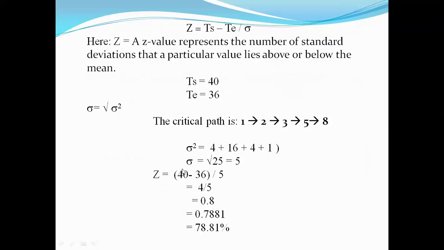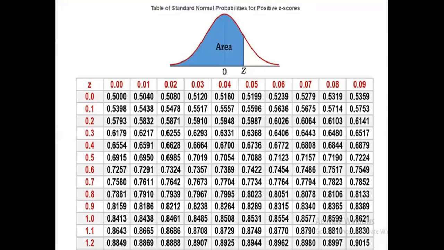So what is Z? Z is 40 minus 36 upon 5. This is 0.8. So how do you pick the value for Z? You have to follow the normal distribution table. It may be provided in your exam, or it may be attached to the question. So how do you find Z equal to 0.8? You can see it over here. If you take this value of Z, then the curve from the left shows the corresponding values. This is the probability of completion.